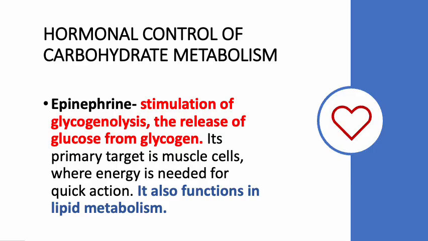The last hormone in the hormonal control would be your epinephrine, also called adrenaline. It is released by the adrenal glands in response to anger, fear, or excitement. It functions similarly to glucagon. It stimulates glycogenolysis, which is the release of glucose from your glycogen. Its primary targets are your muscle cells, where energy is needed for quick action.